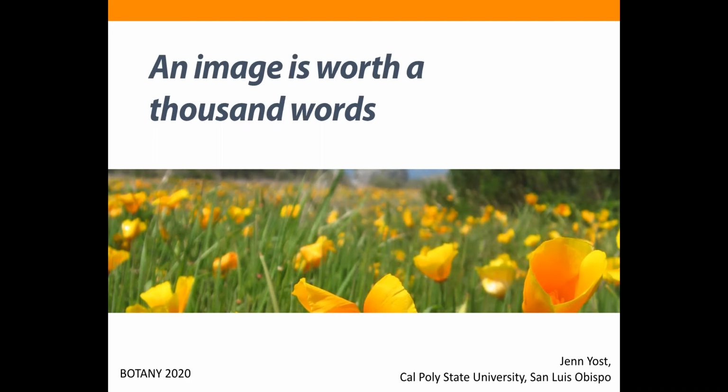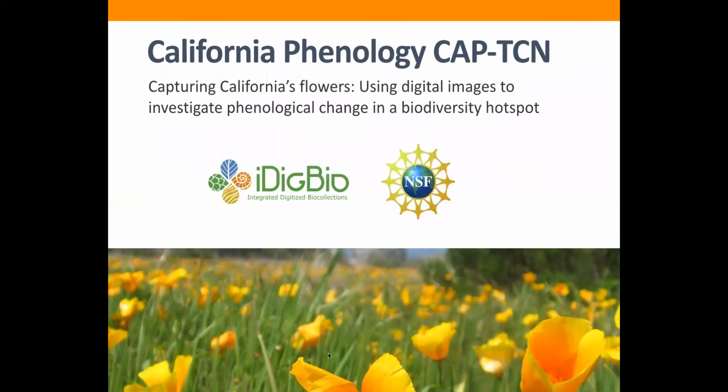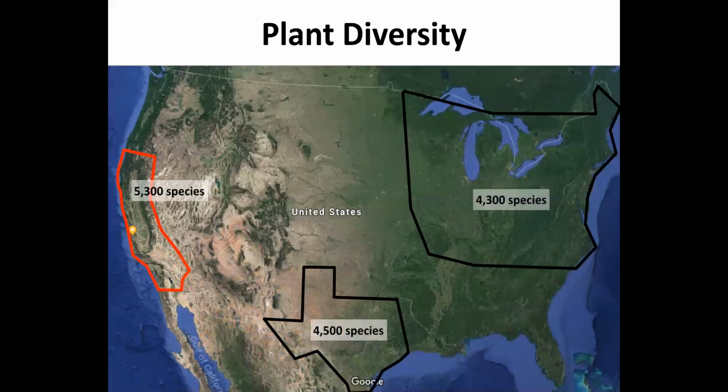Today, I'm going to be talking about a large-scale imaging project that I run in California, the California Phenology TCN. This is an NSF-funded ADBC project, which is focused on imaging specimens from California. To put that in a little bit of context, our work is focused in California, which is a biodiversity hotspot.